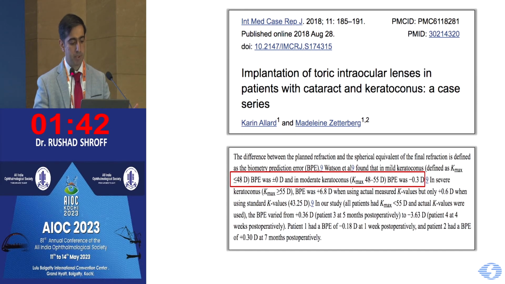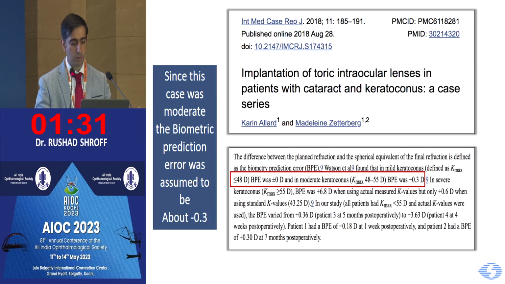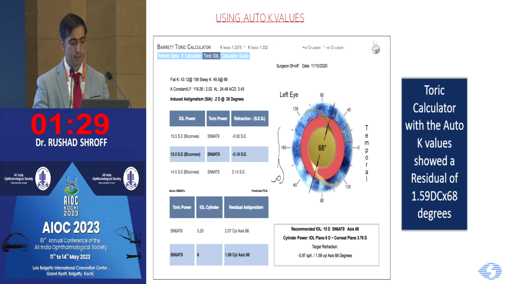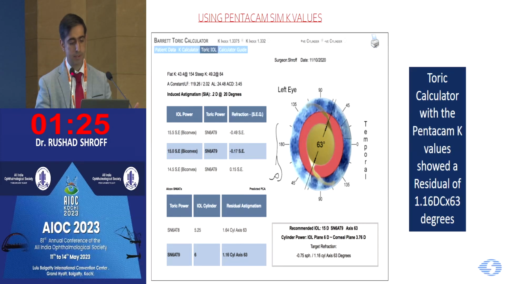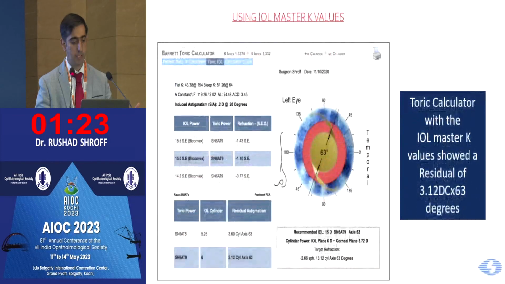This is a paper that talks about biometric prediction error, and this was a case with mild to moderate keratoconus. Because the error was not very high, about minus 0.3 diopters, we decided to go ahead with the toric in this case. We fed in the auto K values, the Pentacam Sim K values, as well as the IOL Master TK values, just to confirm.